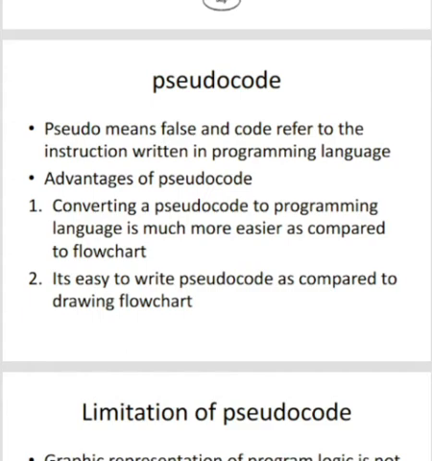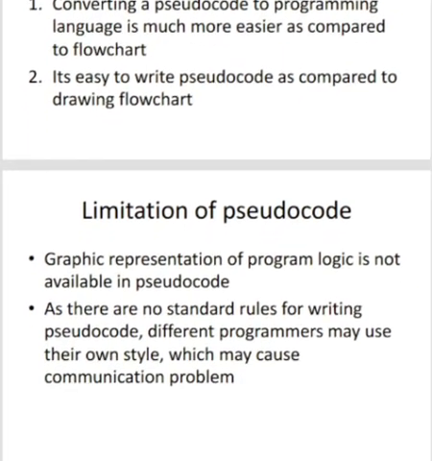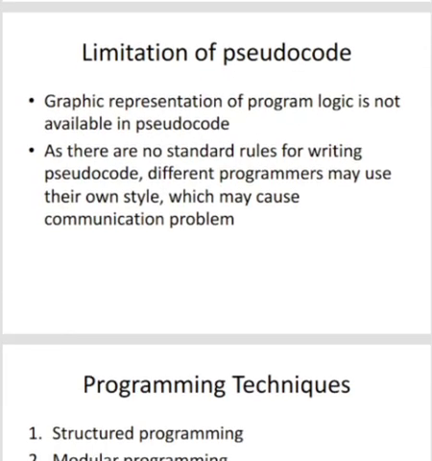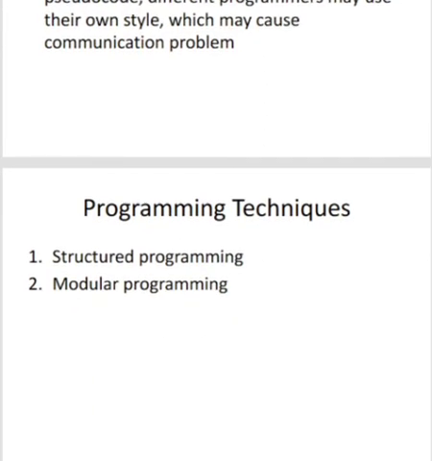Graphic representation of program logic is not available in pseudocode. As there is no standard rule for writing pseudocode, different programmers may use their own style, which may cause communication problems. The next is the programming technique. There are two types of programming technique. The first is structured programming and the second is modular programming.